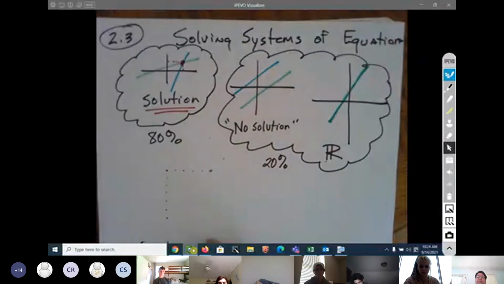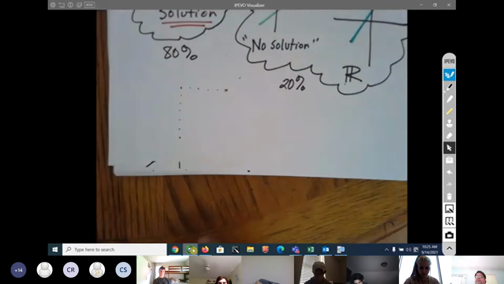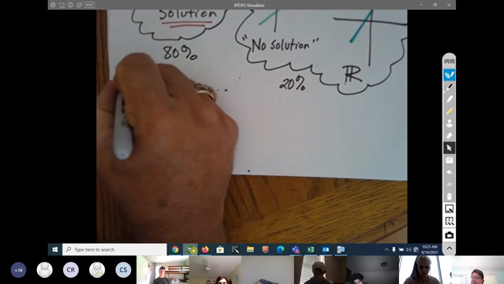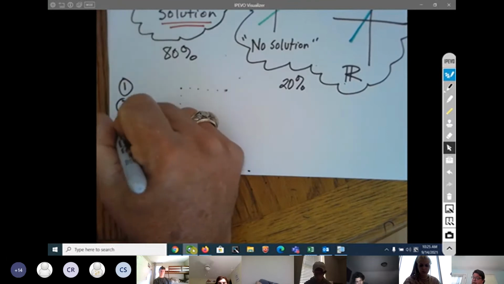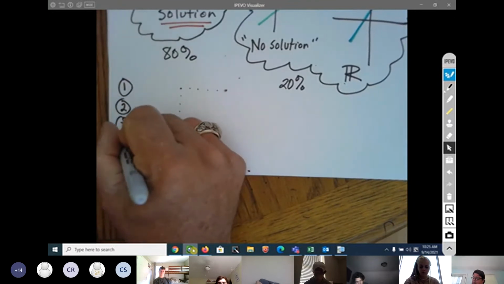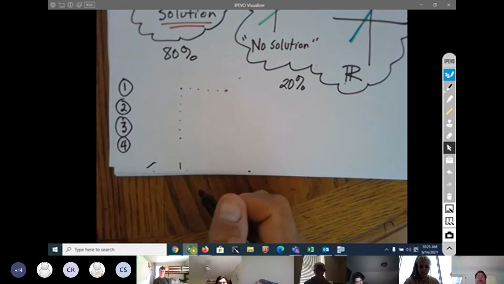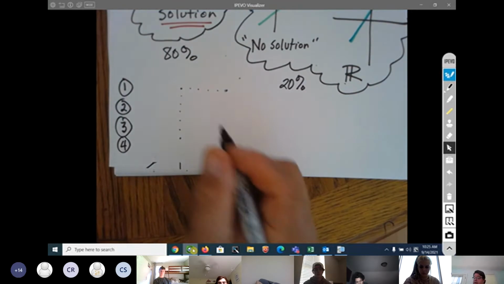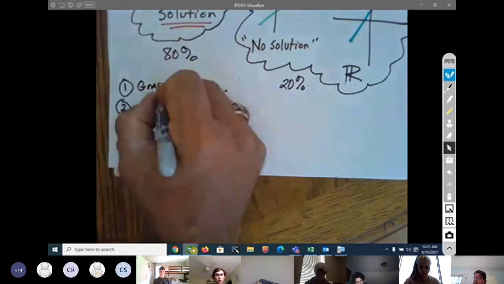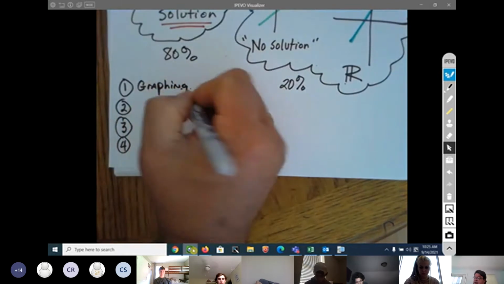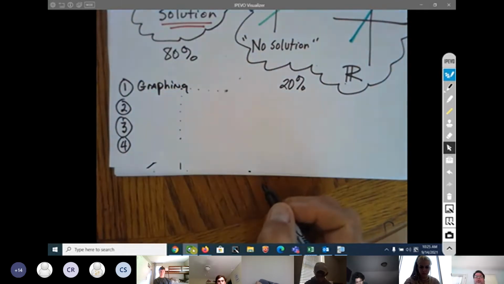Okay? Now, there's 4 or 5 different ways to solve systems of equations. Can anybody name one of the 4 or 5 from your algebra days? Anybody? Graphing, just like I just did up here. Graphing is the least accurate, so I wouldn't depend on it.